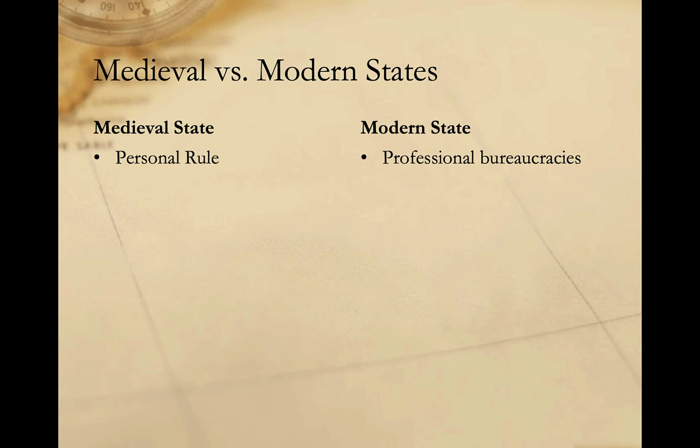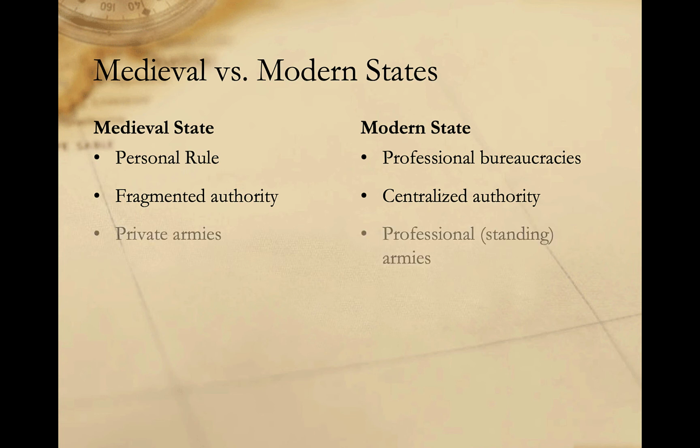For now, let's just highlight the distinctive features of the modern state and how those features differ from those of the medieval European state. In terms of the nature of rule, we see the personal rule of kings and other nobles replaced by professional bureaucratic rule. We also see the fragmented political authority of the medieval system replaced by the centralized authority of the modern state. We see the private mercenary armies belonging to multiple lords replaced by a single standing professional army owned by the state. And we see the personal sovereignty of the king replaced by the concept of national sovereignty, rooted, at least theoretically, in the power of the people.